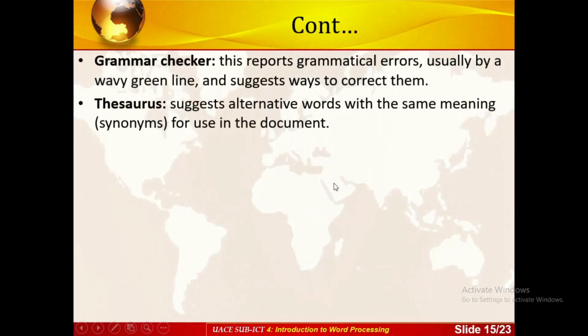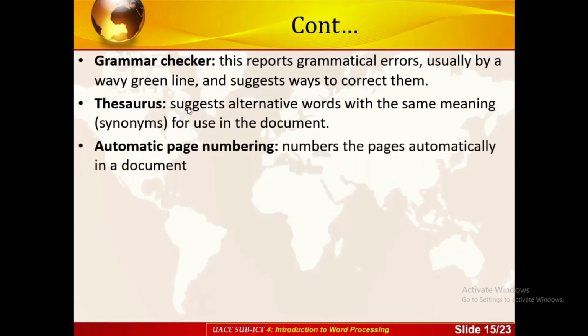The grammar checker reports grammatical errors, usually by waving a line, and remember the spell checker reports spelling errors, usually by a waving red line. So that's how the spell checker works. We have a thesaurus, which suggests a synonym, a word with the same meaning, for use in the document. For example, two words which have the same meaning, like complete and finish. If they give you those words, you can try to come up with something very important.